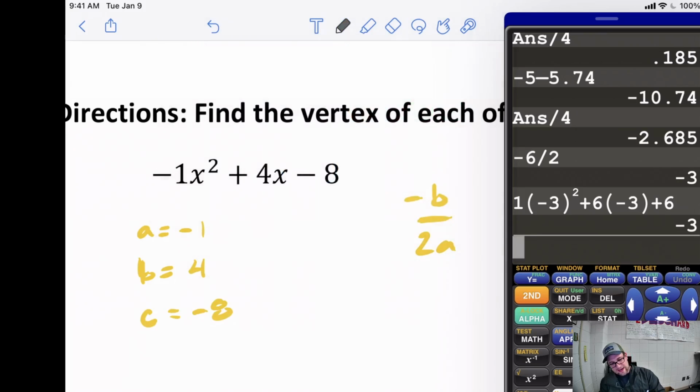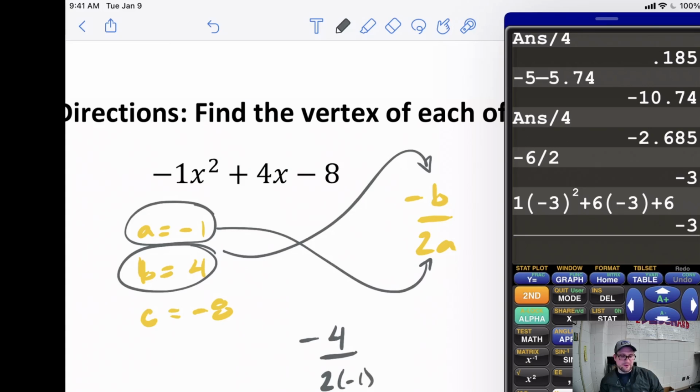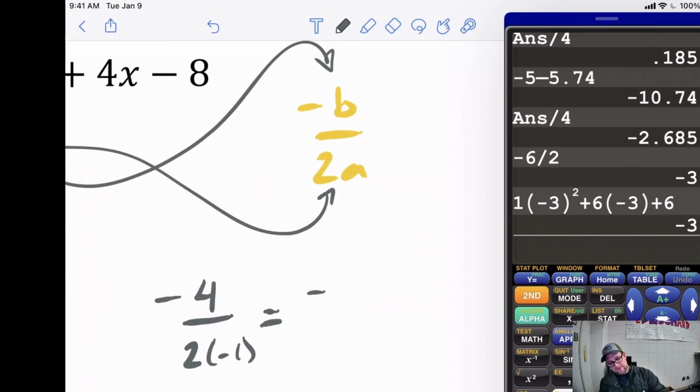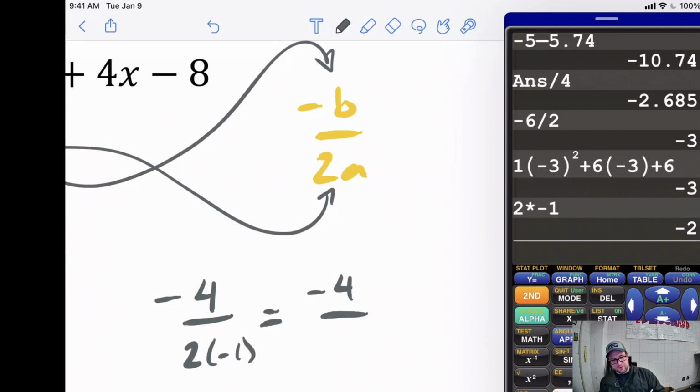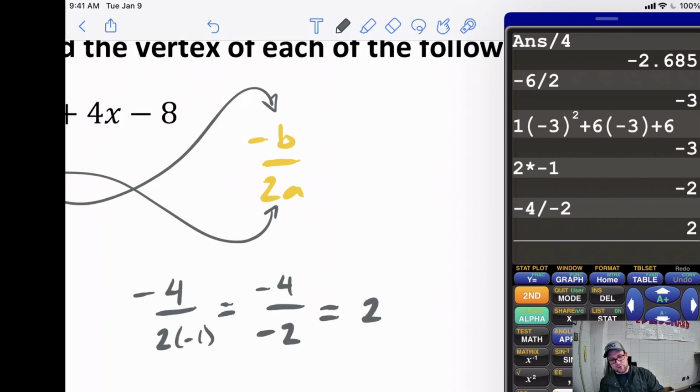So we're going to have negative 4, right, because I plugged in 4 where the b was. And then on the bottom where the a is, I'm going to put negative 1. So this is 2 times negative 1. It's multiplied. So up top, we have negative 4. And then on the bottom, 2 times negative 1 is, oh, duh, negative 2. So negative 4 divided by a negative 2 happens to be a positive 2.